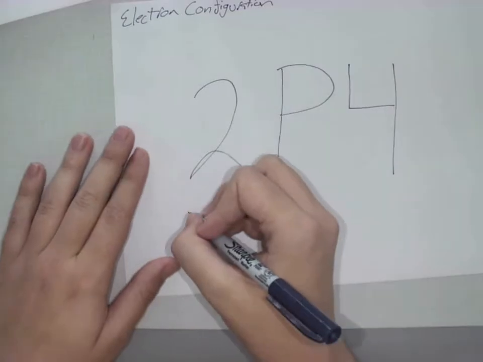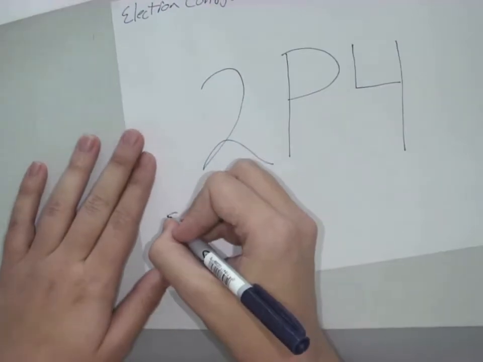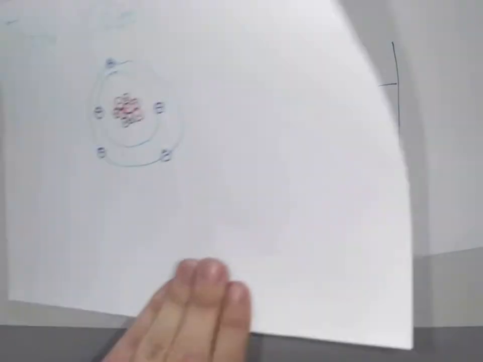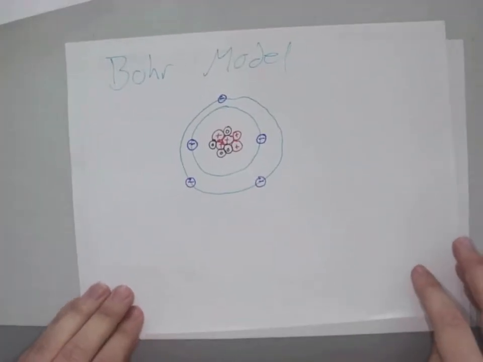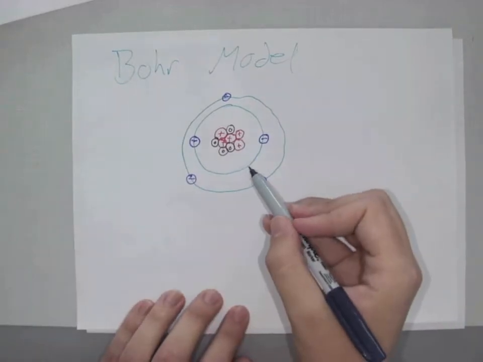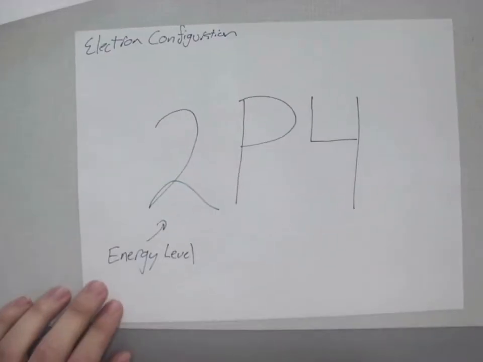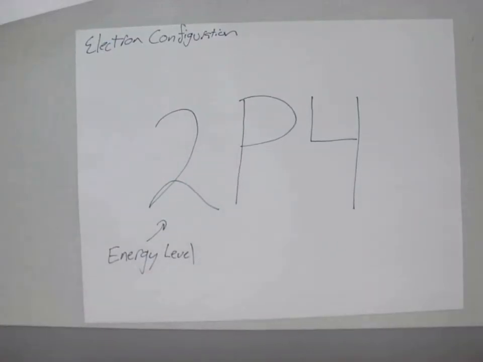This first number, this 2 in our case, represents our energy level. You remember we were talking about energy levels earlier with that first diagram of the atom that we showed, the Bohr model. And each one of these rings right here represents a different energy level. Knowing that, that's the first piece we need to know to find an electron.